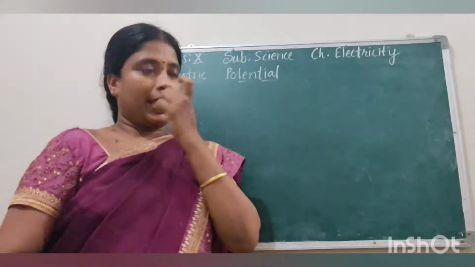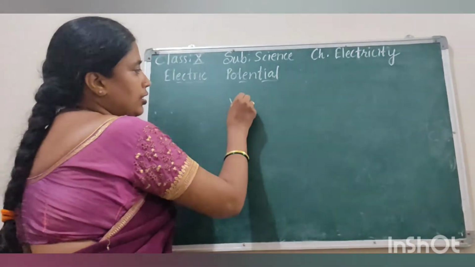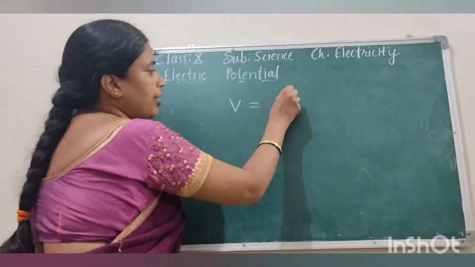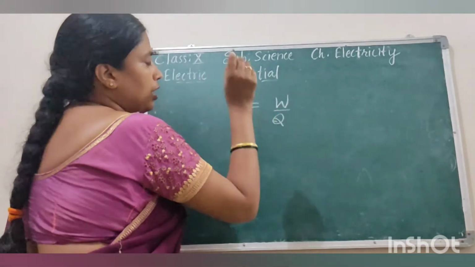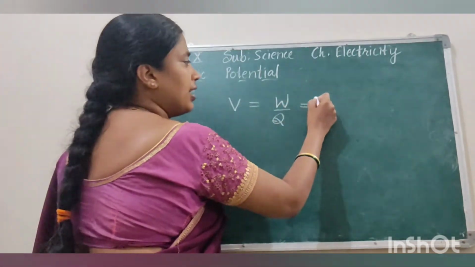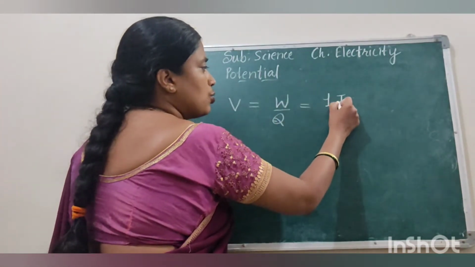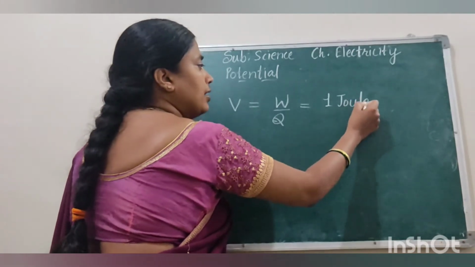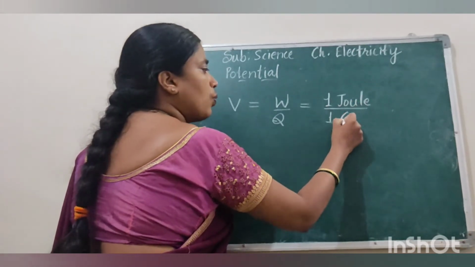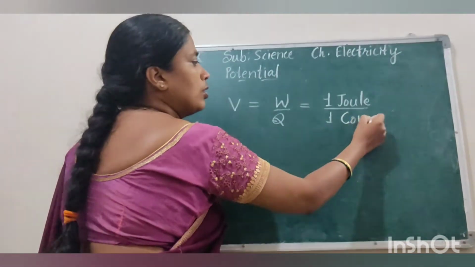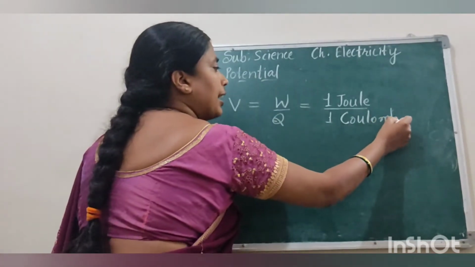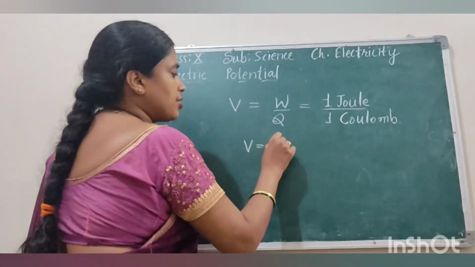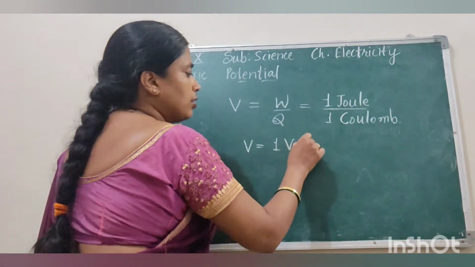Clear? Now, V is equal to W by Q. When the work done is 1 joule and the charge is 1 coulomb, then the potential is 1 volt.